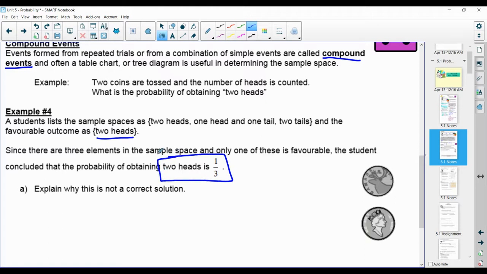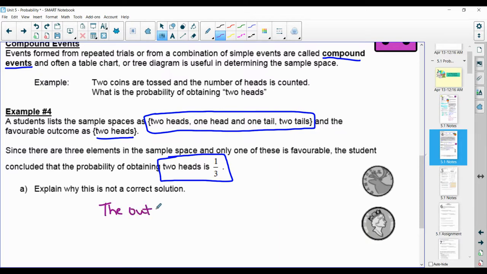I want you to take a minute to pause the video and determine why this isn't right. Again, the student's sample space is up here. They're flipping 2 coins and they've listed their sample space as 2 heads, 1 head and 1 tail, and 2 tails, and their favorable outcome is 2 heads. So they've decided the probability is 1 out of 3. Try it on your own, and then we're going to talk through it here. All right, the reason the student is not correct is because the outcomes listed are not equally likely.